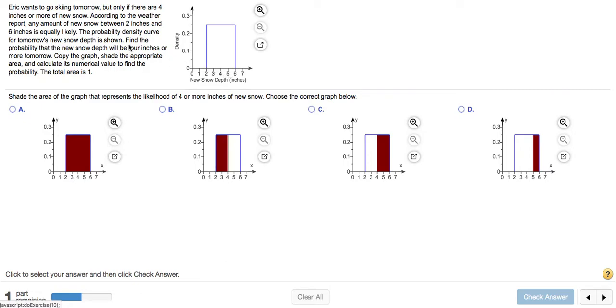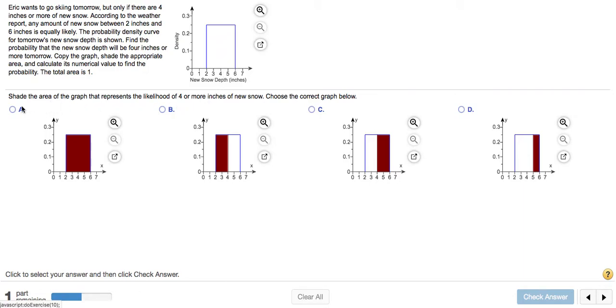We are asked to find the probability that the new snow depth will be 4 inches or more tomorrow. What that means in this diagram is, instead of going all the way across and finding the area of this whole thing, which will be 1, they're saying start at 4, and 4 or more means go up until you get to the 6, and find the area of just that part of the rectangle.